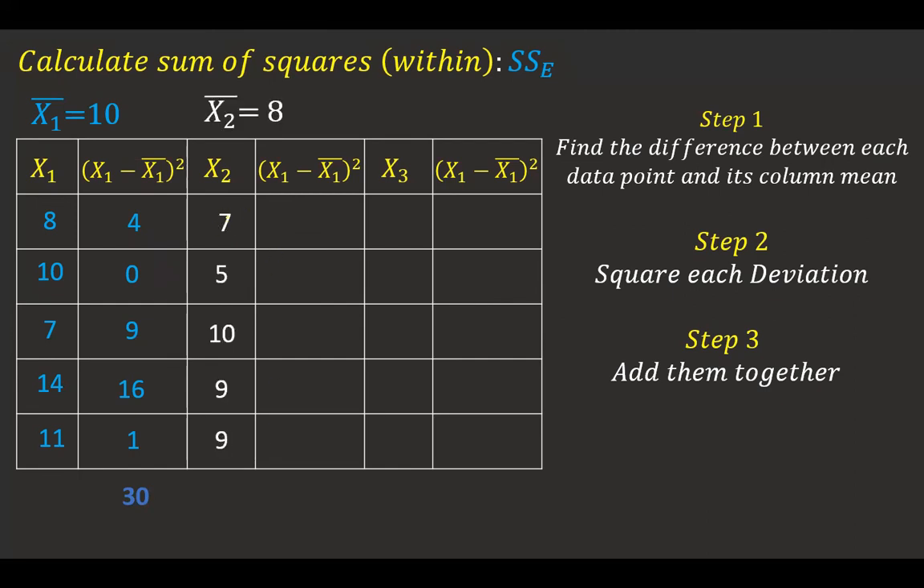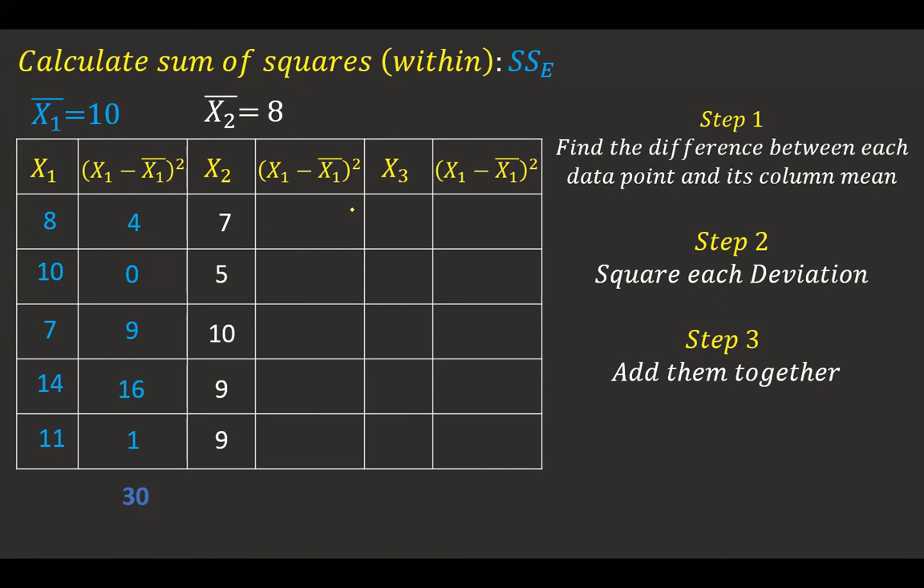Then I'm doing it for 7. So it is 7 minus 8 here, 7 minus 8 here, 5 minus 8 here, 10 minus 10 here, 9 minus 10 here, 9 minus 10 here. Everything is squared here. So we'll get the answer here.